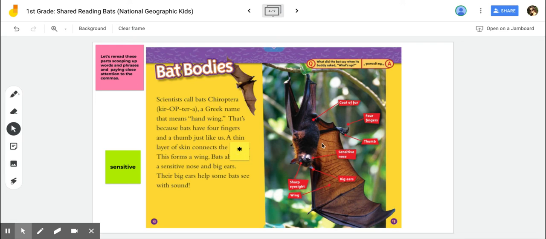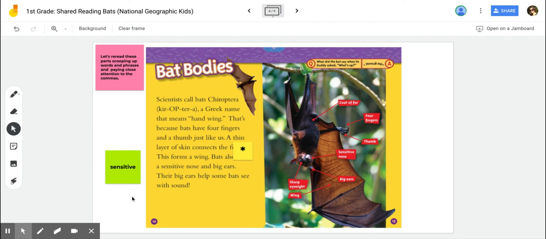Maybe the bones that are in the wing. A thin layer of skin connects the bones. That might make sense. Or maybe, what did they call those? They called them fingers. A thin layer of skin connects the fingers. Okay, let's try this. If it were bones, let's listen for the first sound. Bones. B. I should see a B. If it were fingers, I should see an F. Let's check that first letter.